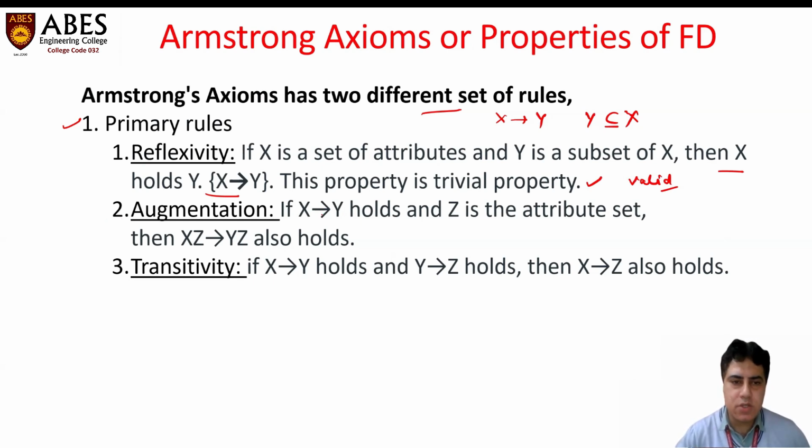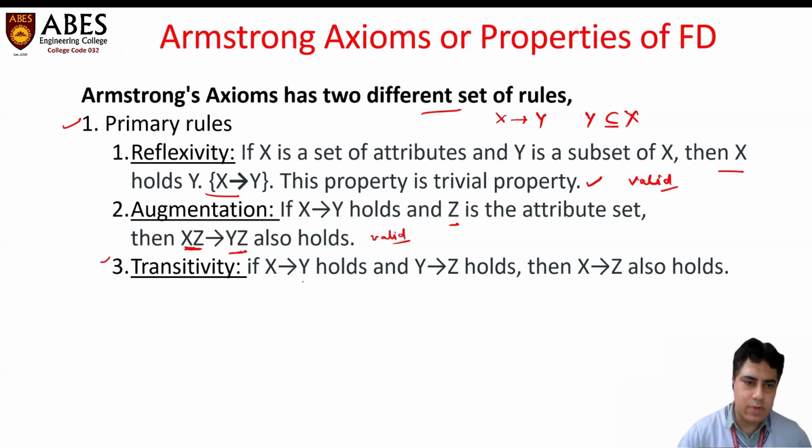Second is augmentation. Augmentation says if X determines Y holds, and Z is an attribute set, then XZ determines YZ. So this attribute is added to the left hand side and the right hand side both. So XZ determines YZ also holds. This is also valid.